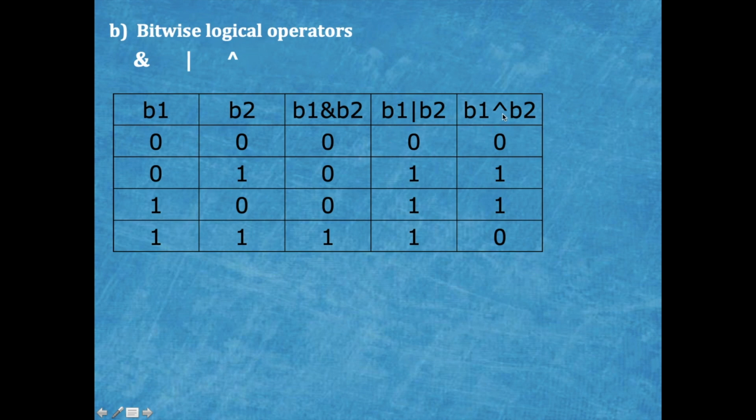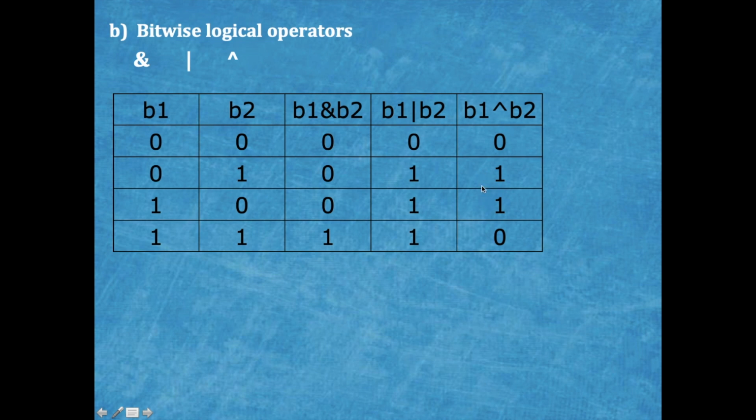Now let's talk about bitwise logical XOR, also called exclusive OR. Its working is quite interesting. Bitwise logical XOR gives you a 0 if both operands are the same, and it gives you 1 if the two operands are different. So if you have 0, 0, the answer is 0. If you have 1, 1, the answer is 0. But if you have 0, 1 or 1, 0, the answer is 1.